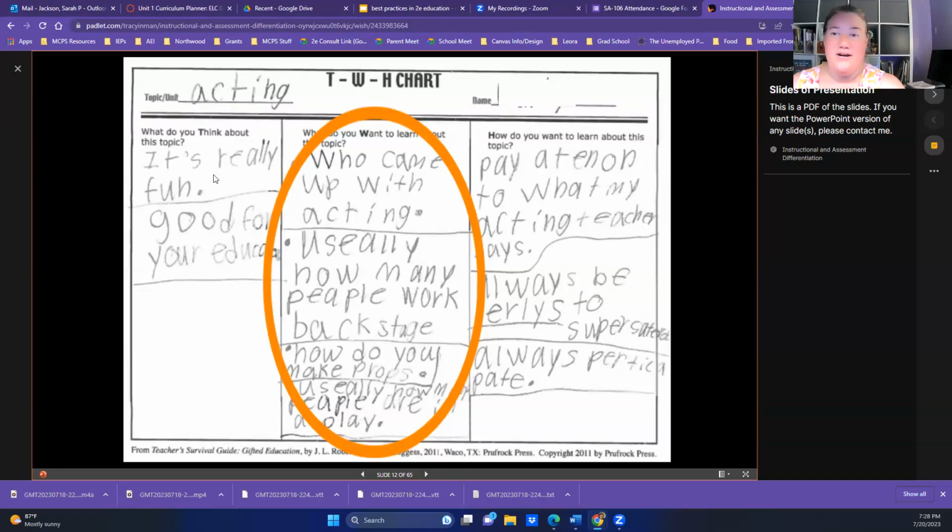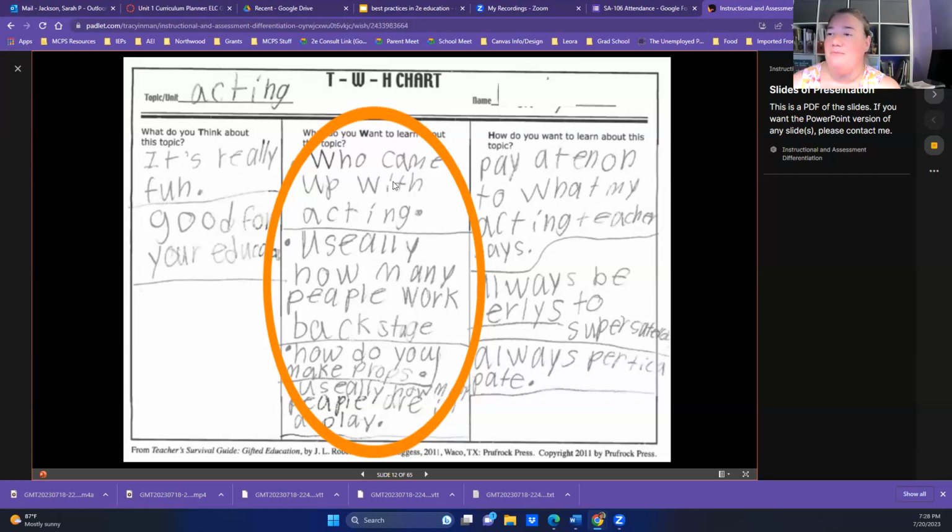So this student here is telling us also about acting, saying it's really fun, it's good for your education. Who came up with acting? Usually, how many people work backstage? How do you make props? So this student, when we're looking about what they want to know about acting, they're thinking about it in more of a production standpoint. They're thinking about not just the people on the stage, but how do we get there? And what do you do to make those productions happen?